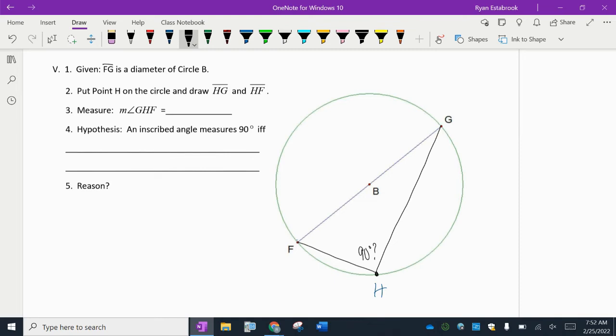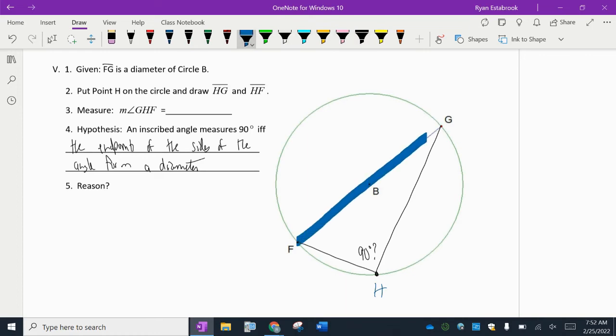So my hypothesis is an inscribed angle measures 90 degrees. An inscribed angle like this angle H measures 90 degrees if and only if the endpoints of the sides of the angle form a diameter. Right, so one of the things we had at the beginning of this problem is that we were told that FG is a diameter of the circle. And because this is a diameter, and if we trace this inscribed angle to its endpoints, those endpoints make a diameter together. That's going to give us this 90-degree angle regardless.